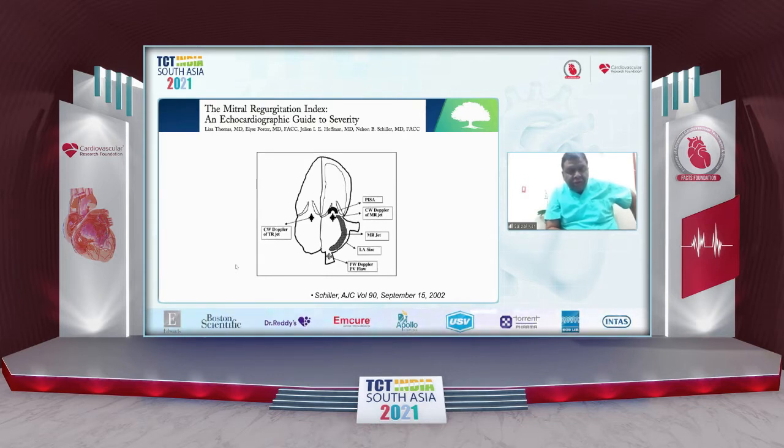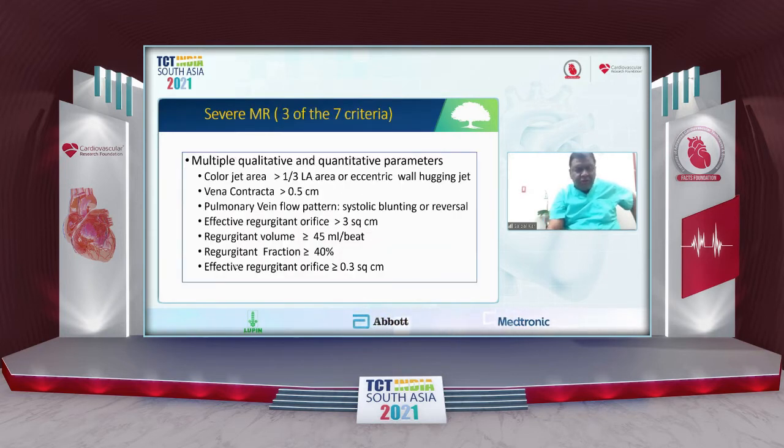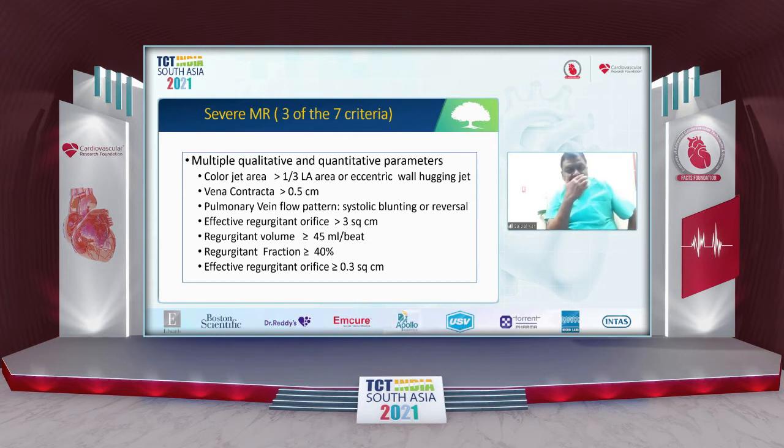His concept was that instead of using a single parameter, if you use multiple parameters together, you can get a good idea of mitral regurgitation. That's the fundamental principle, unlike in aortic stenosis, where you can use one parameter. For mitral, or any regurgitant lesion, you need multiple parameters to make a diagnosis. So before we do anything, when we assess MR, it is very important to make sure you have both qualitative and quantitative measures.